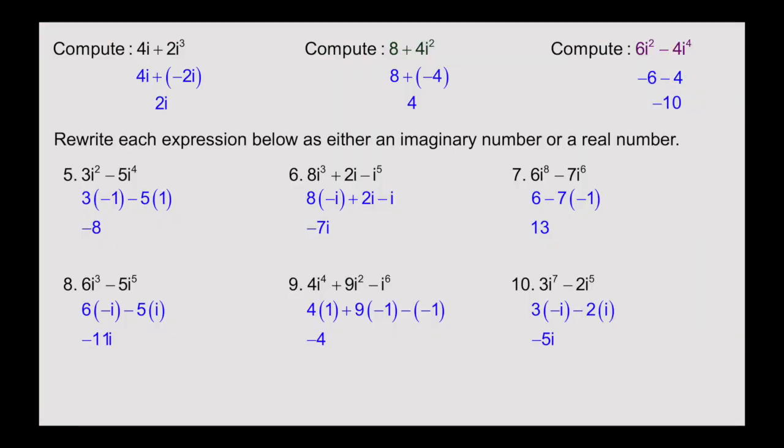Now, the last thing we should talk about with these problems is to classify them as being imaginary or real. And if they have an i in them, they're going to be considered imaginary. If they don't, they're going to be considered a real number. So number 5 is going to be a real number. 6 would have been imaginary. 7 is real. 8 imaginary. 9 is real. And 10 is imaginary.